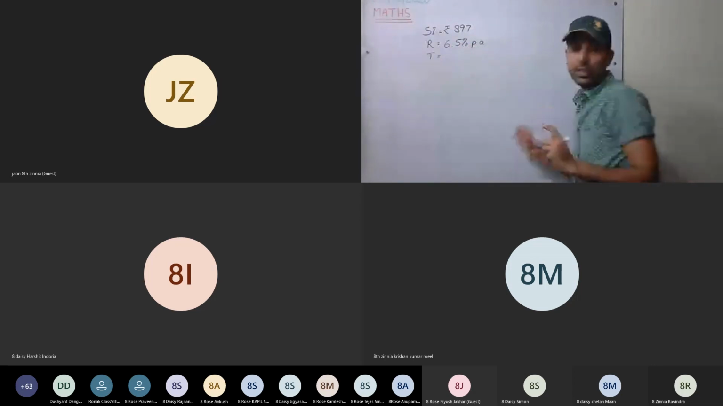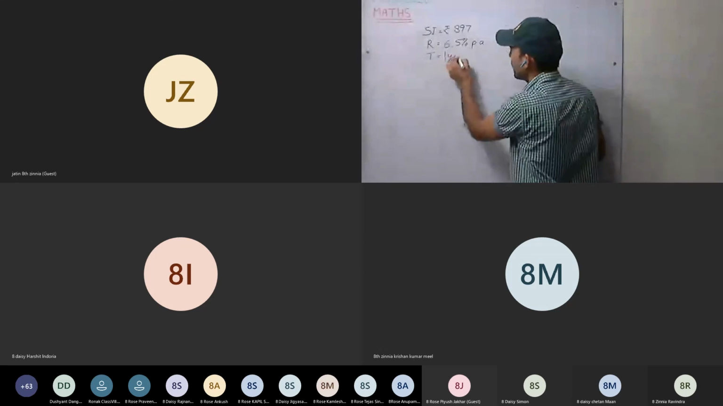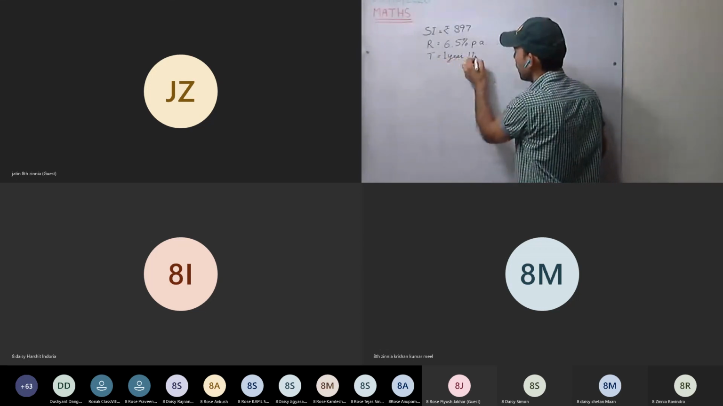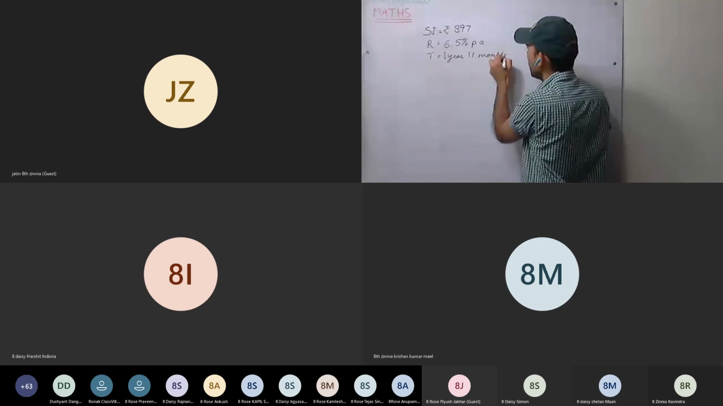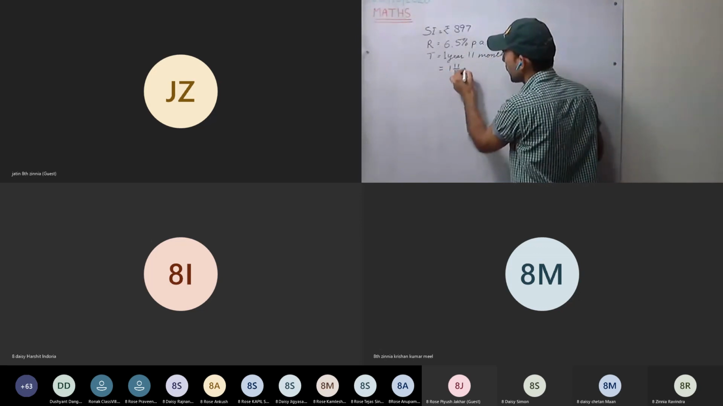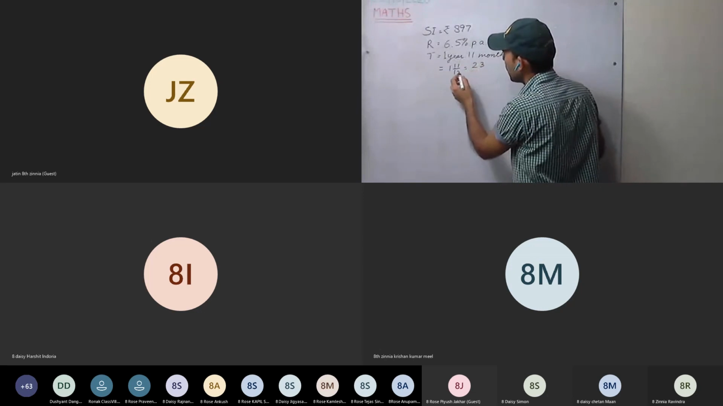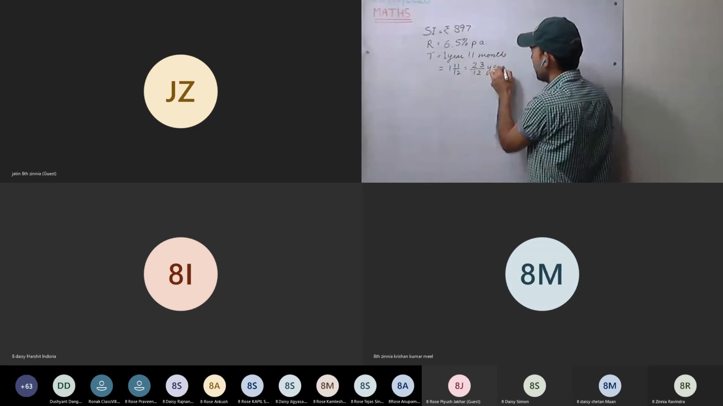So time, it should be in years. It is given 1 year, 11 months. So convert it into year. It will be 11 upon 12. Add it, it will be how much? 23 by 12. 23 by 12 years.